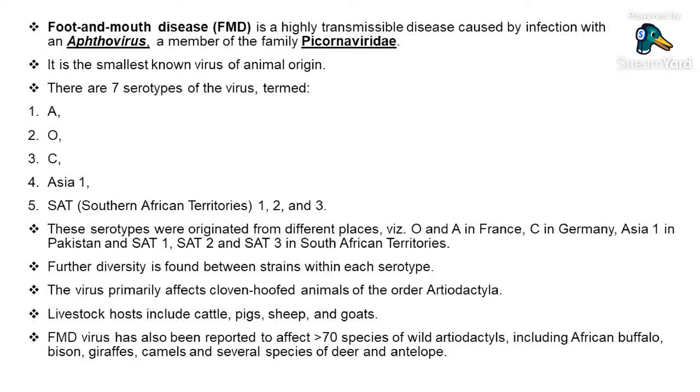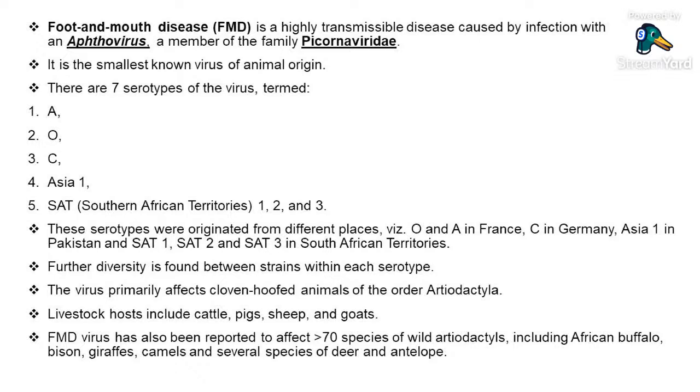There are 7 serotypes of the aphthovirus which cause the disease FMD in animals. The 7 serotypes are A, O, C, Asia1, and SAT1, 2, and 3. The names of these serotypes come from the places where they first originated. Like A and O came from France, C from Germany, Asia1 from Pakistan, and SAT1, 2, 3 from many South African territories. So these are the serotypes which cause the FMD disease.